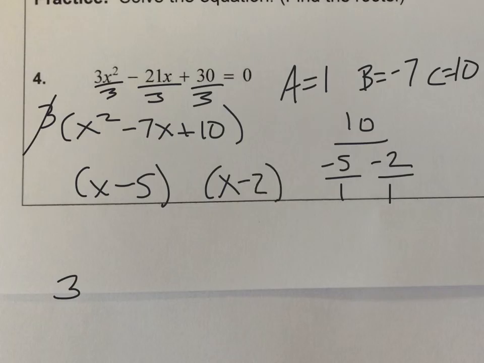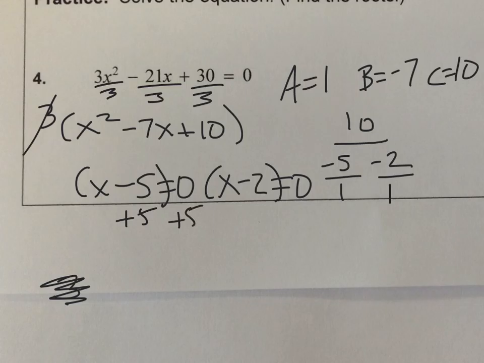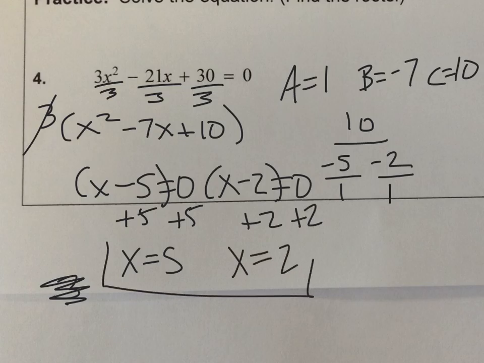Now I'm ready to solve. So I'll set each factor equal to 0. I don't have to worry about my greatest common factor since it did not have a variable or an x in it. So when I solve, I add 5 to both sides. I get x equals 5. I add 2 to both sides. So I get x equals 2, and that gives me my two solutions or roots.